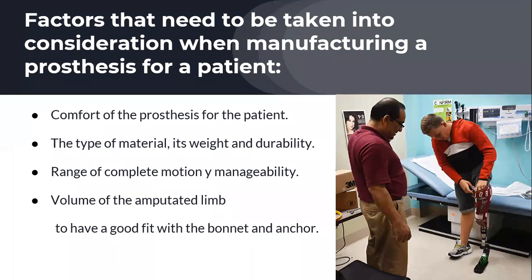Now, factors to take into consideration when manufacturing a prosthesis for a patient. First would be comfort. The second would be the type of material, its weight, and its durability. The third would be the range of its complete motion and its handling or manageability. The fourth and final would be the volume of the amputated limb so that it could have a good fit with the bonnet and the anchor.